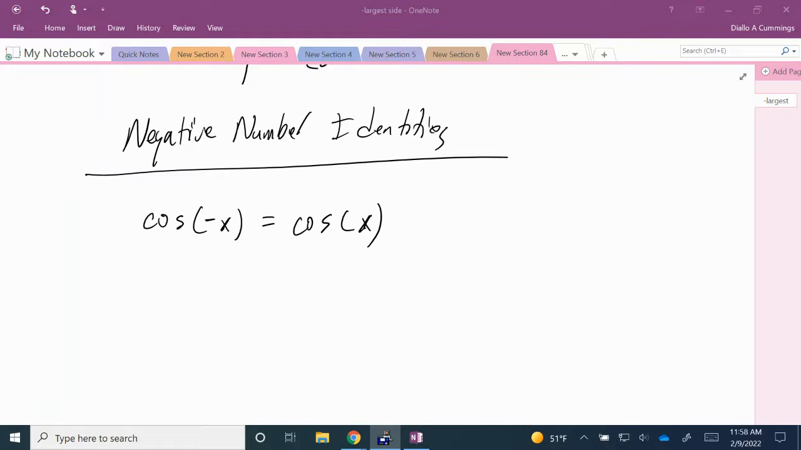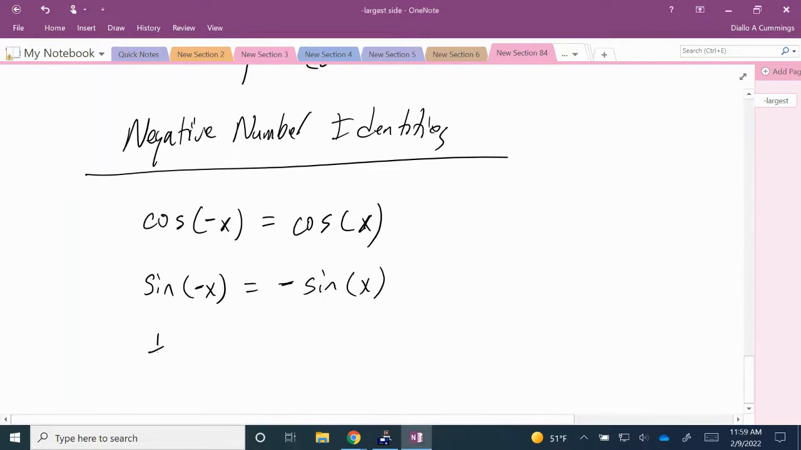Right? So the first one says that the cosine of negative x is equal to the cosine of x. Next, we have the sine of negative x is equal to negative times the sine of x. So if you look closely in this example, we have the sine of some negative angle, the sine of negative x. And that should equal a negative times the sine of the positive angle.